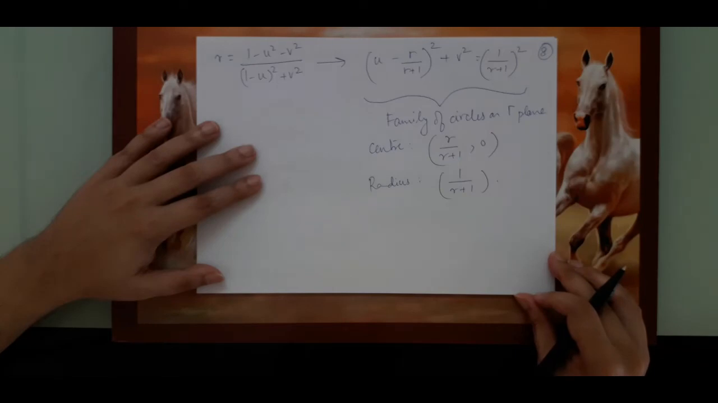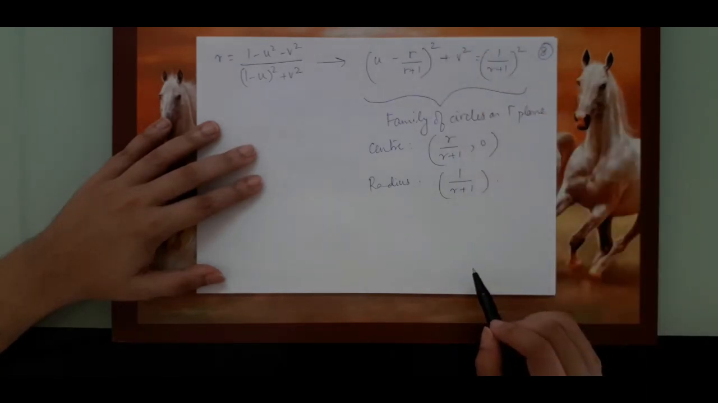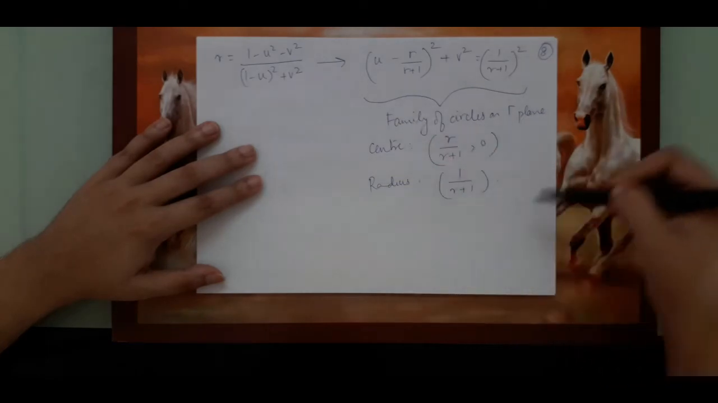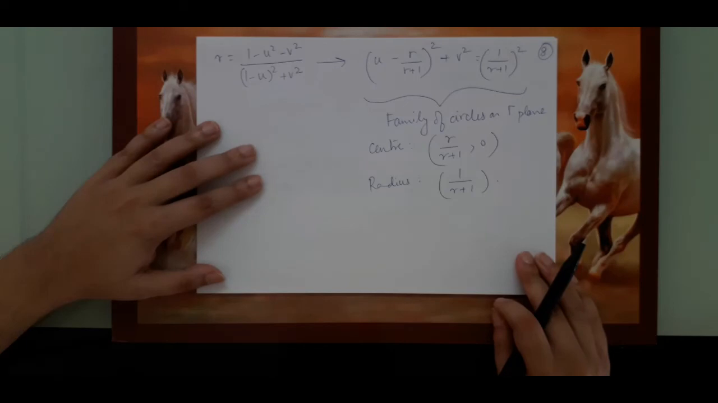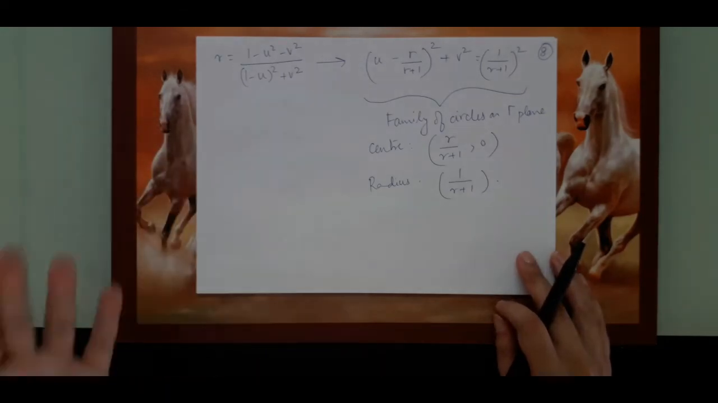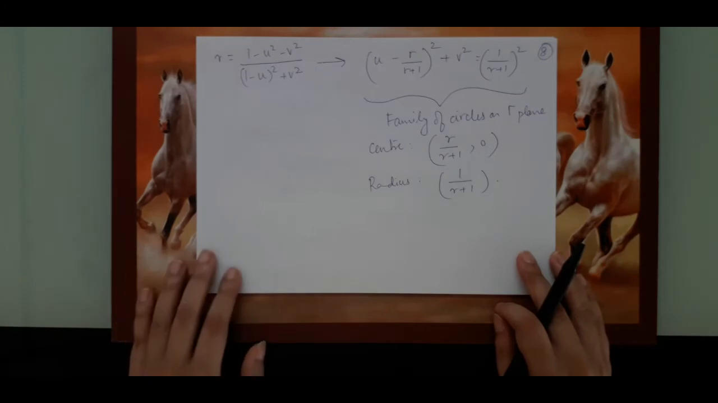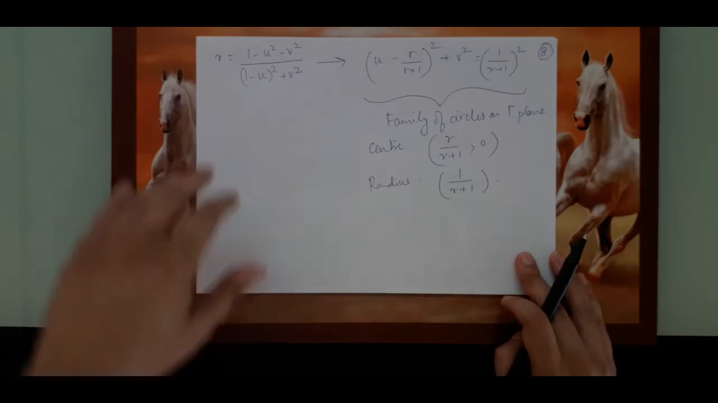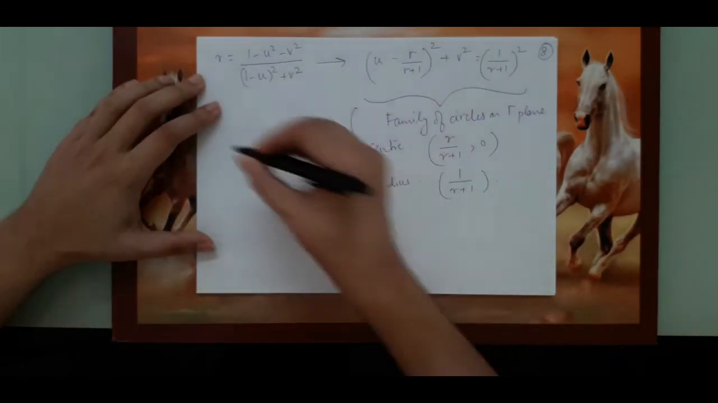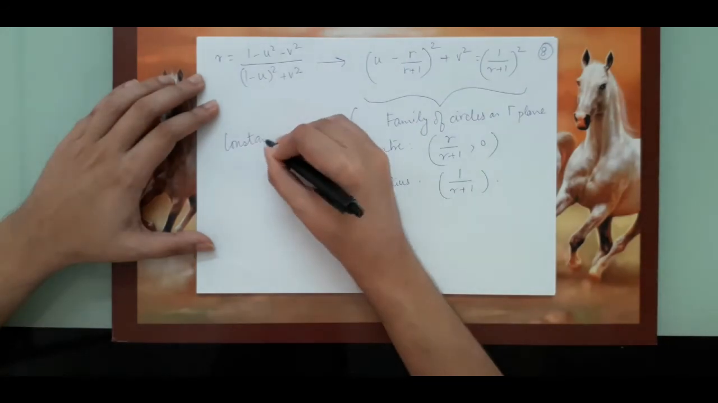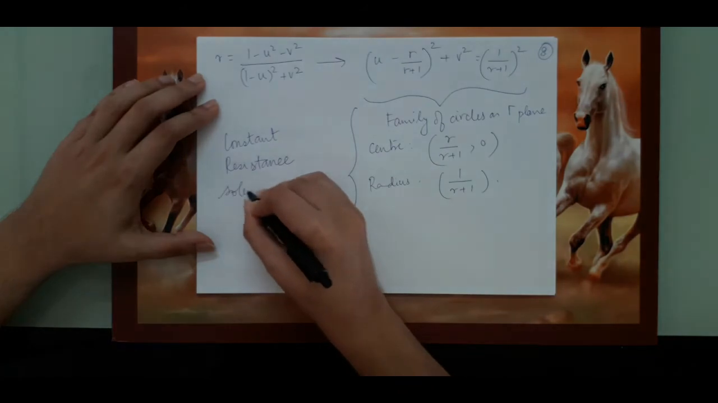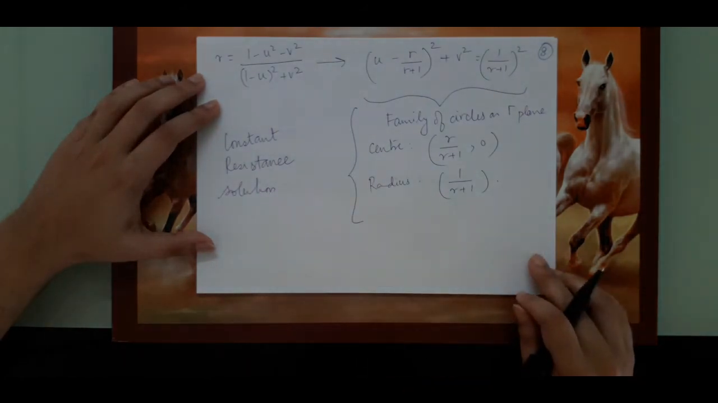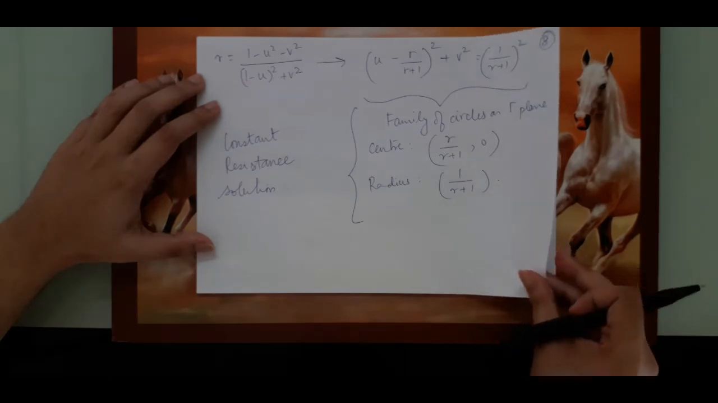That means every given value of R will correspond to a circle with a given center and radius. So a given value of R will have a distinct circle. Therefore, this is called the constant resistance solution. Let us see what this circle looks like.